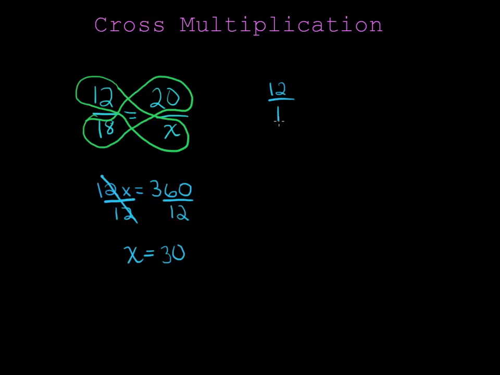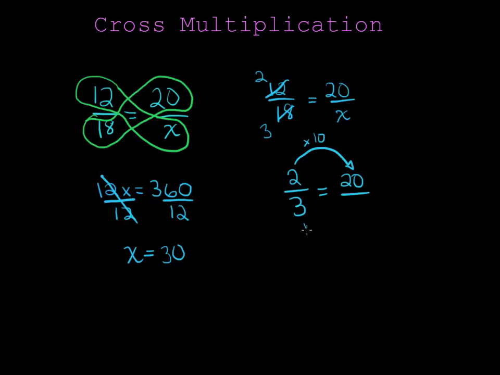Now again, if you recognize some shortcuts with equivalent fractions, you could solve this problem another way. Let's take the problem again, 12/18 equals 20 over x, and notice that 12/18 could be simplified to 2/3. So if I rewrite the equation, 2/3 is equal to 20 over x. Now I see that there's an easy link. From 2 to 20, the link is times 10, and therefore to find x, if I multiply 3 times 10, I get x is equal to 30.